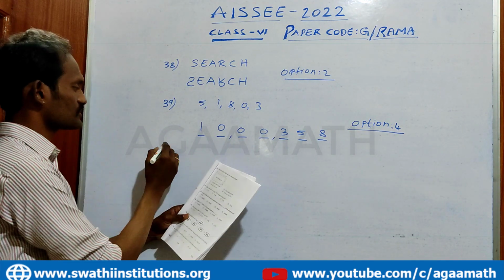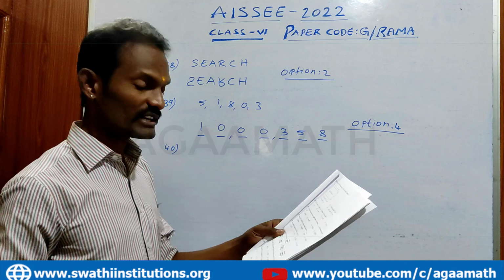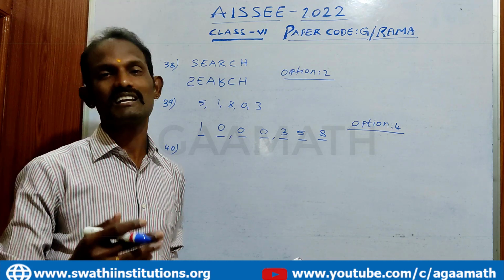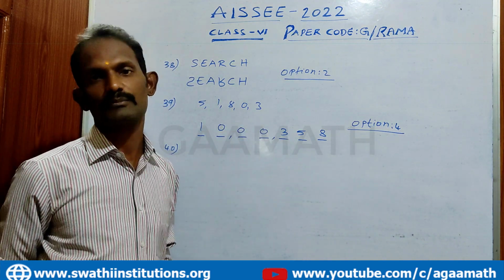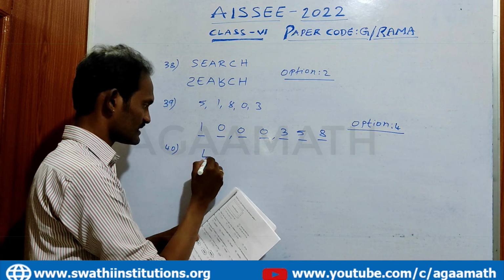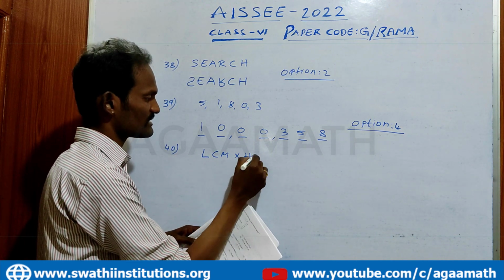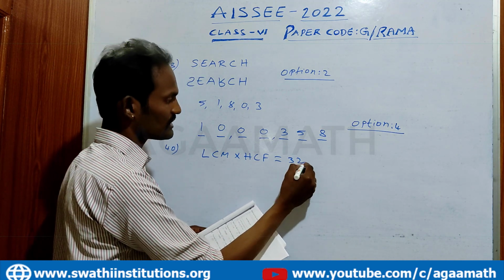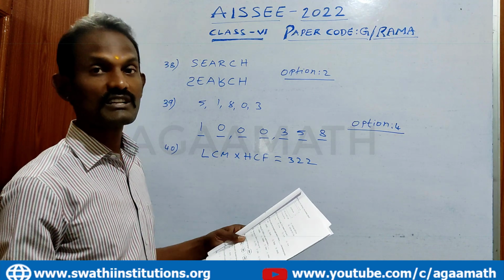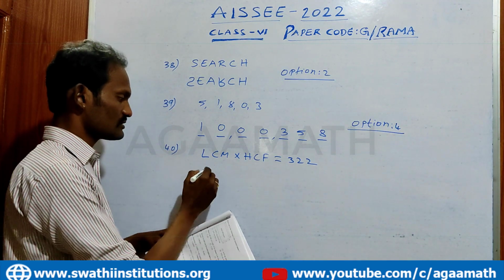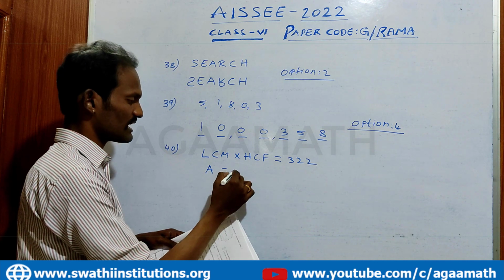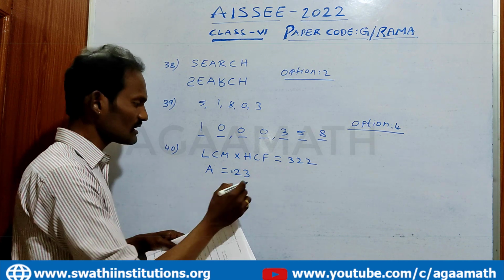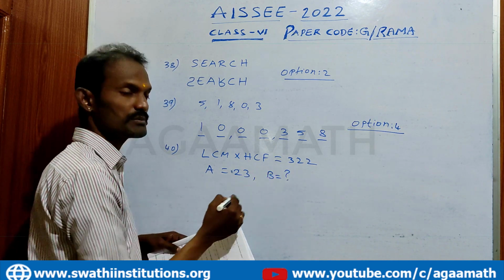Next, 40th question. The 40th question is, the product of LCM and HCF of two numbers. Product means what? When you multiply any two numbers, the result is called the product. So the product of LCM and HCF equals 322. If one of the numbers is 23, what is the other? Let one number equal A, which you take as 23. We don't know what the other number is, that is B.